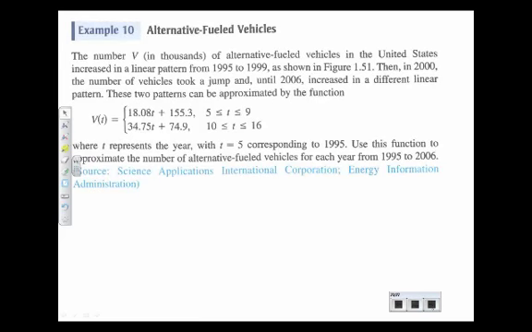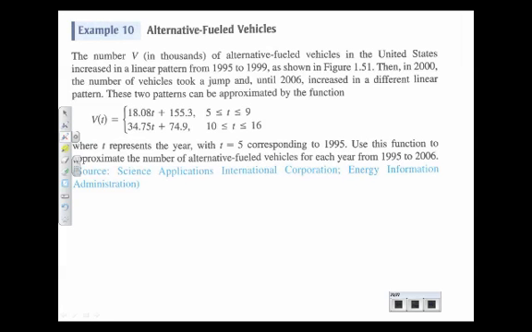Poor child. All right, last example here, example 10. A number v in thousands of alternative fuel vehicles has a piecewise function. So there's one formula from 5 to 9 and another from 10 to 16. Use this function to approximate the number of alternative vehicles for each year from 1995 to 2006.